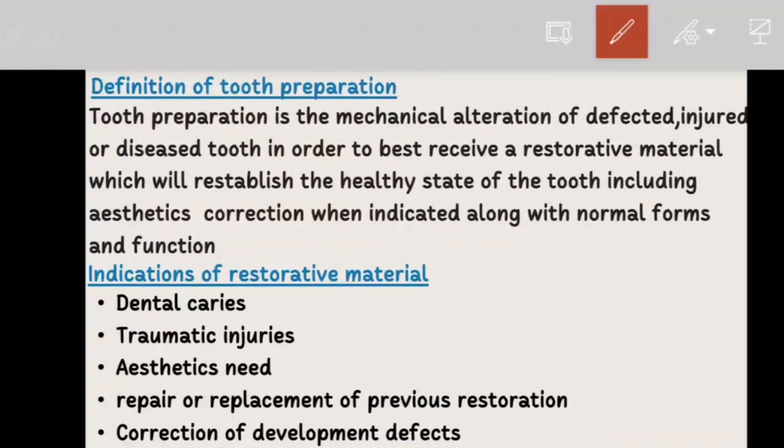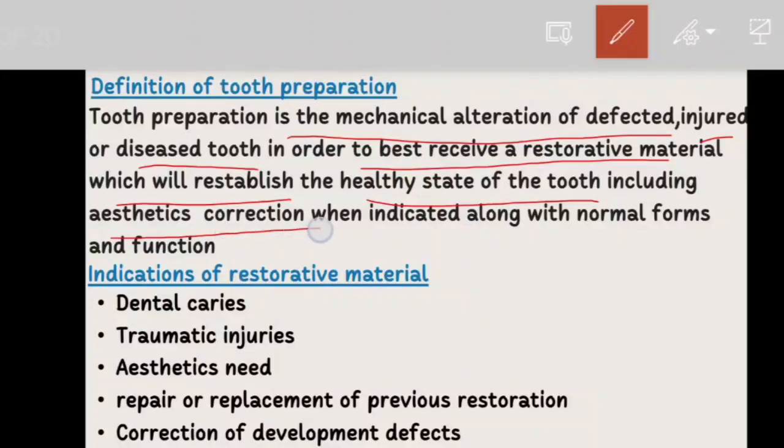So, definition of tooth preparation. Tooth preparation is defined as a mechanical alteration of a defective, injured or diseased tooth in order to best receive a restorative material which will re-establish the healthy state of the tooth, including the aesthetic correction when indicated, along with normal form and function. So it means it is a mechanical alteration of a defective, injured or diseased tooth so that it can properly receive a restorative material and restore health, function and aesthetics of the tooth.